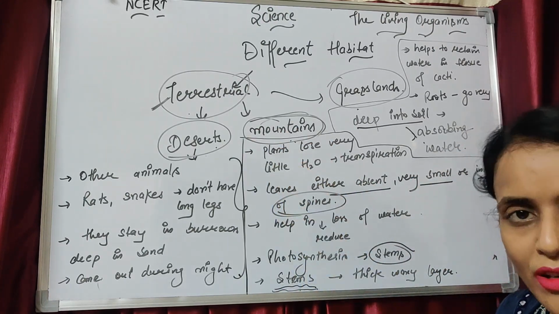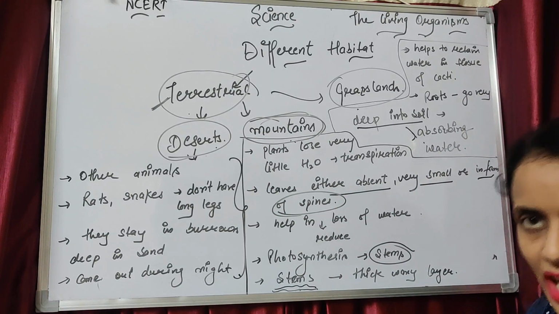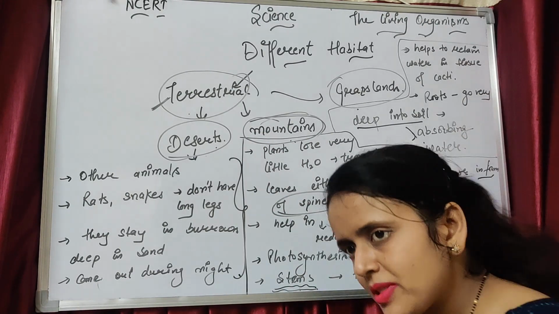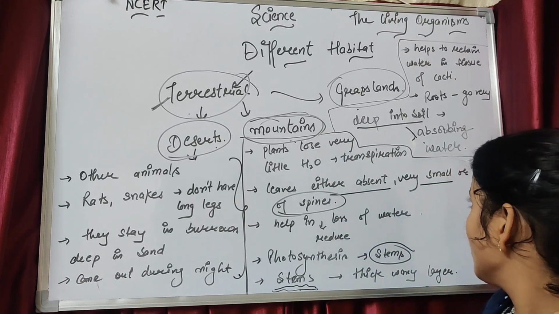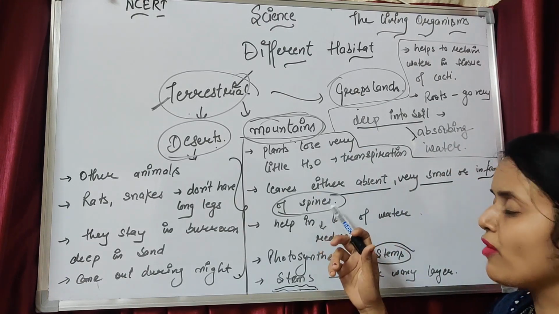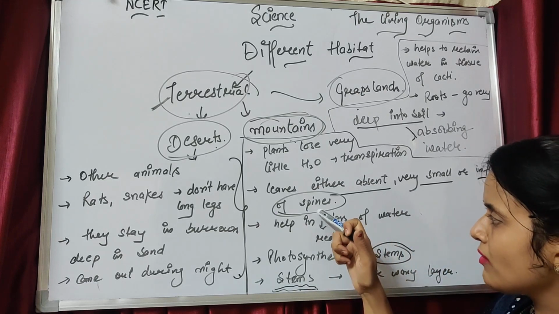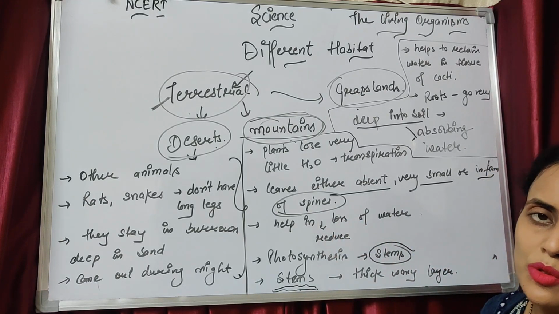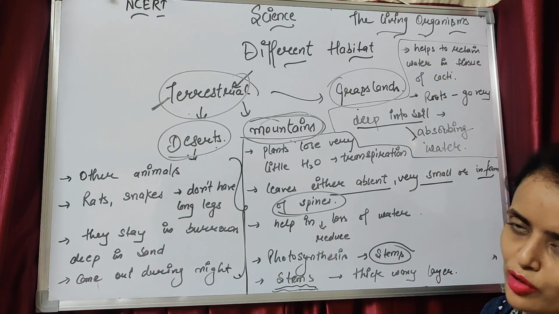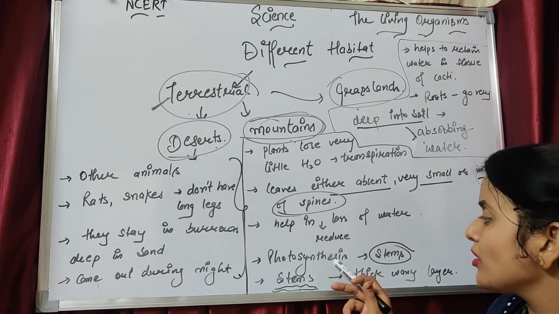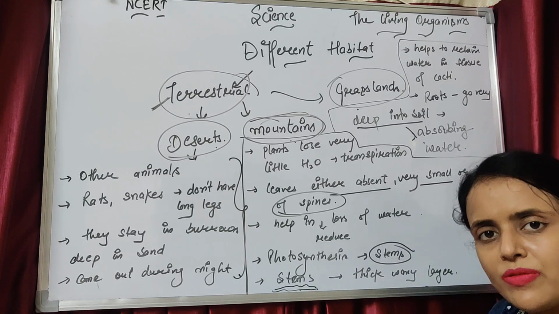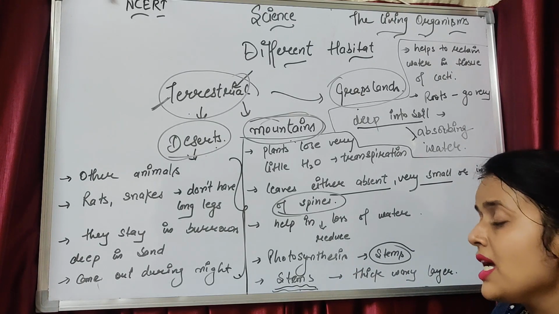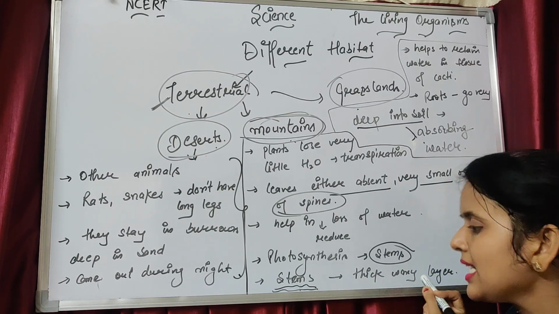Plants lose very little water in the process of transpiration. Leaves are either absent on the plants of the desert, or very small, or in the form of spines. And due to this form of spines, it helps reduce loss of water during transpiration. Photosynthesis occurs with the help of the stem, and which type of stem is present in the plants of desert? Stems have a thick waxy layer.